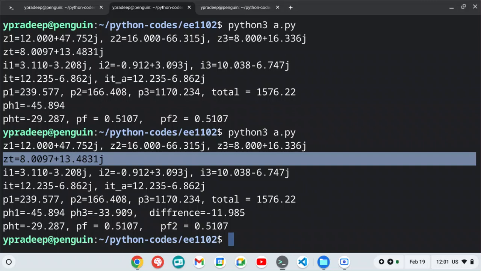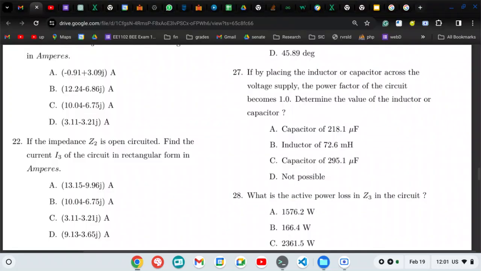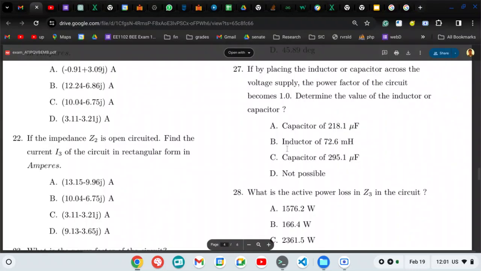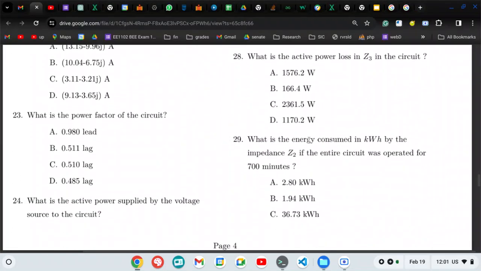So what capacitance value will cancel that? That is what we need to calculate. Anyway, I think I'll come back to that. Let's go to the other question because this requires a little bit more coding. So I will come back to this question later. I'll go down.